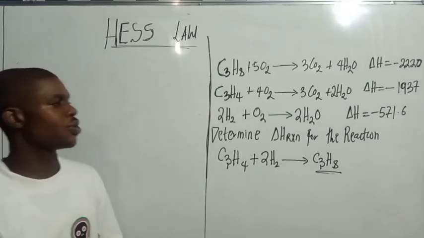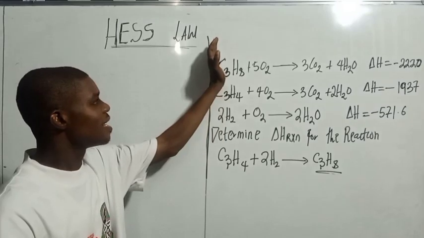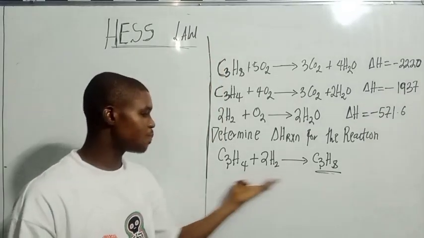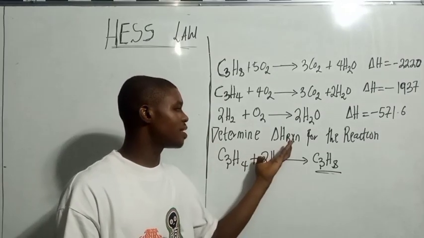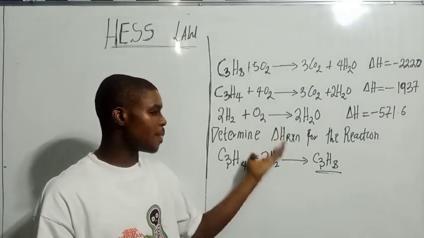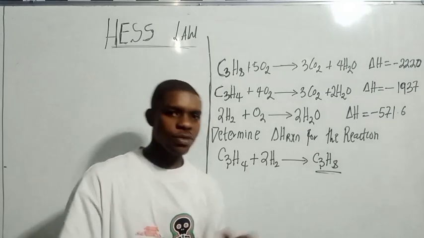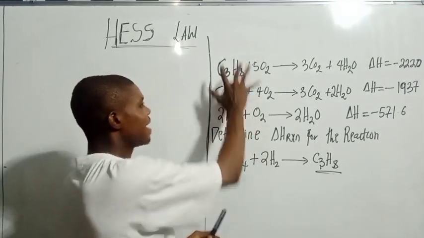Now, the first thing you want to do when solving this problem is to combine these three equations to get this particular reaction. Do you get that? They're asking you to determine the delta H, which is the enthalpy for this reaction. So what you want to do here is combine everything.